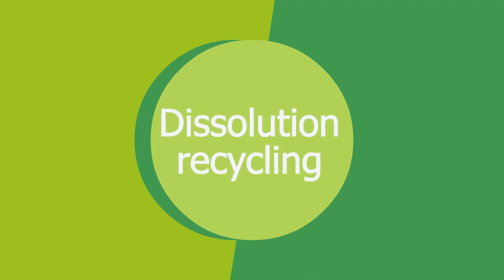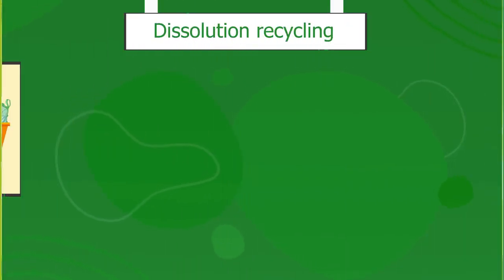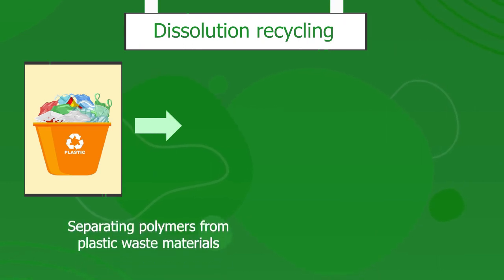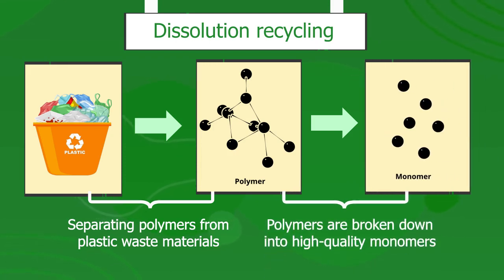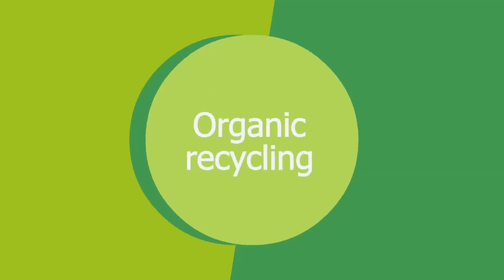Dissolution recycling. Dissolution recycling is all about separating polymers from plastic waste so they can revert to their original chemical form. These polymers are broken down into high-quality monomers, which can then be used to create new polymers with the same properties as the original materials.